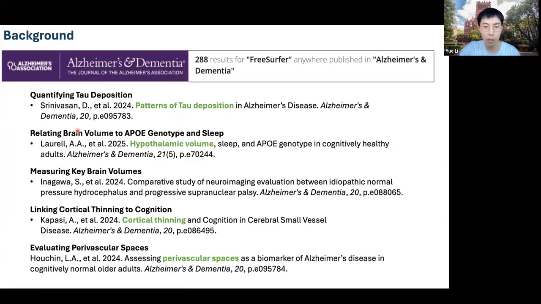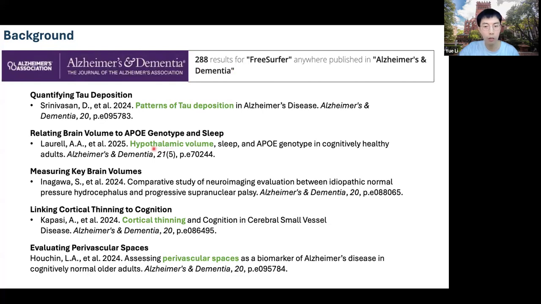In this slide, I just want to give you an idea. This week I searched the keyword FreeSurfer in the journal Alzheimer's and Dementia, which is the official journal of the Alzheimer's Association. During the past 12 months, there are 288 results which mention FreeSurfer and use it as a tool. And these are several examples.